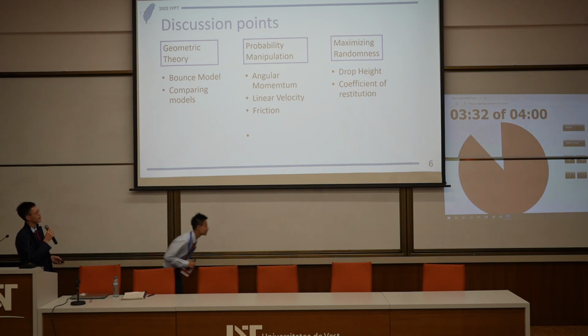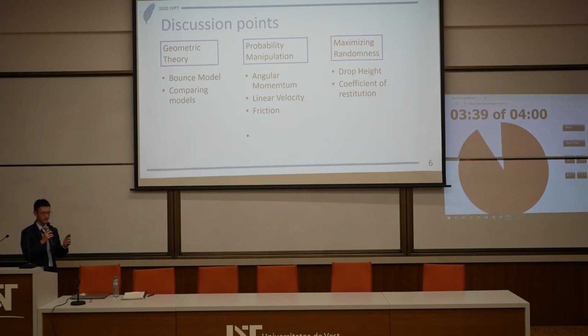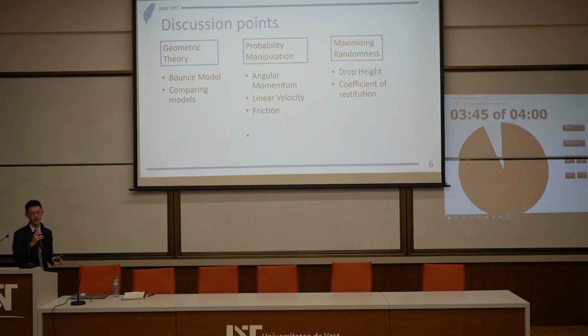And you can maximize randomness by increasing the drop height, like the reporter said, or by changing the coefficient. Make a limit such that a geometrically unfair dice, as it approaches that limit, becomes more fair. That concludes my presentation. I can begin the discussion.